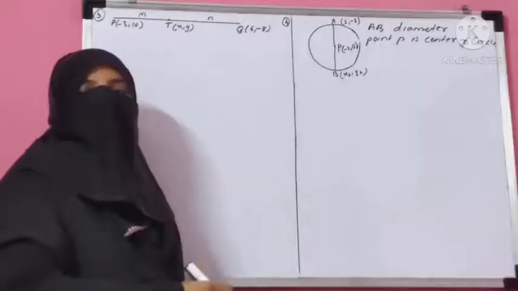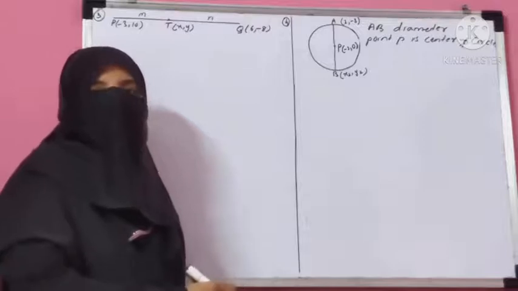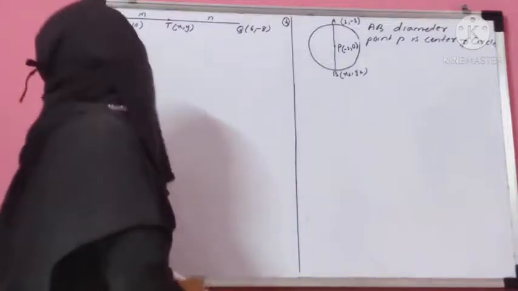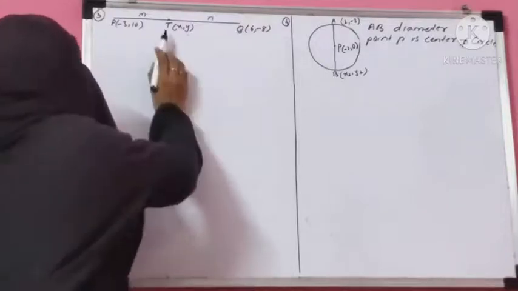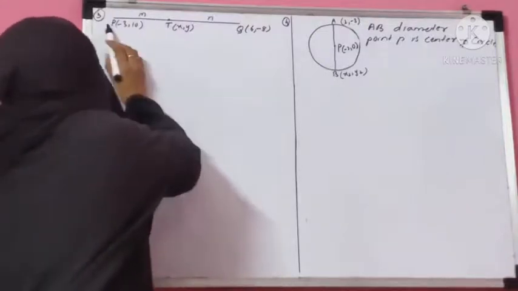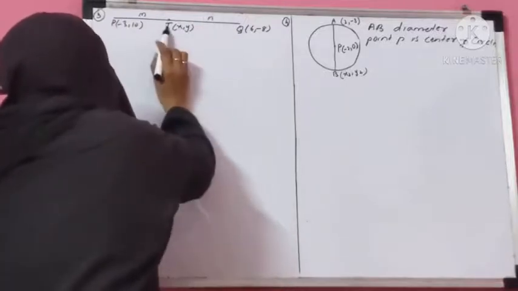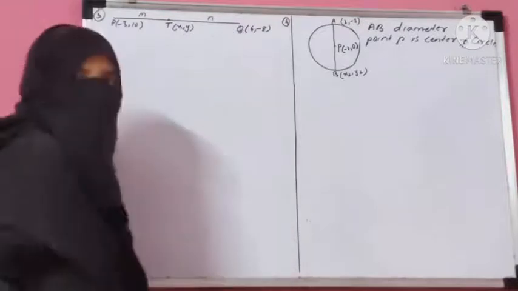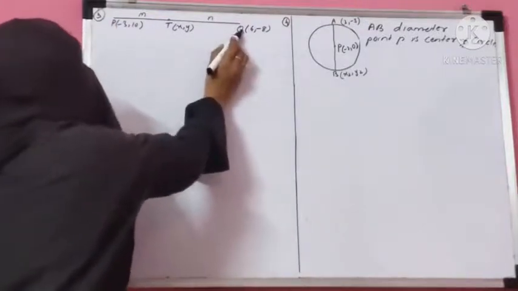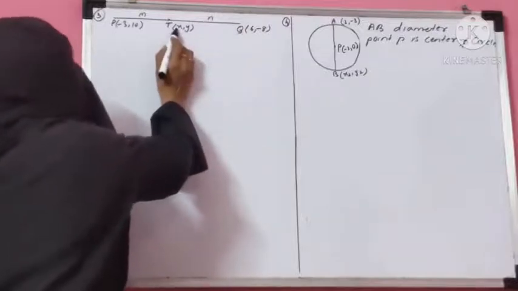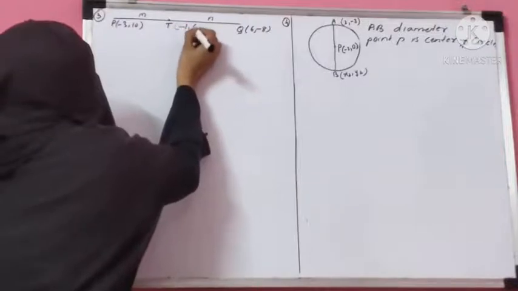In the previous lecture, we started practice set 5.2 and today we are going to continue that practice set. Question number 3 is: find the ratio in which point T divides segment PQ. Here the coordinates of P, Q, and T are given. The coordinate of point T is (-1, 6).